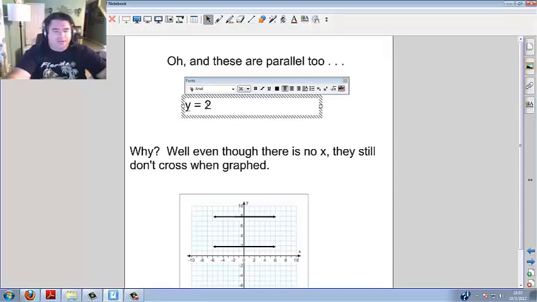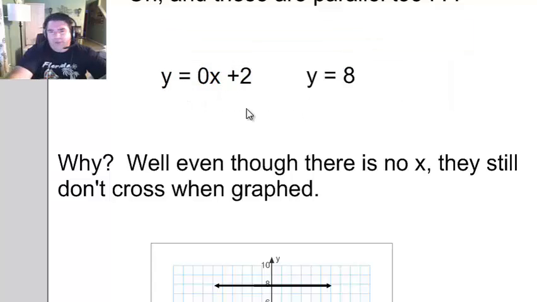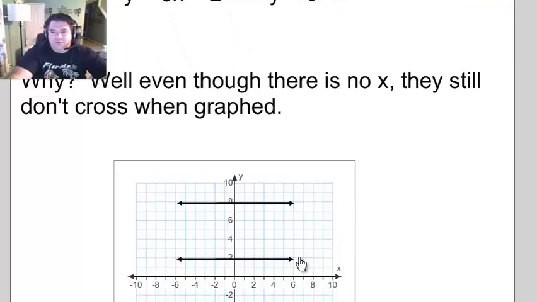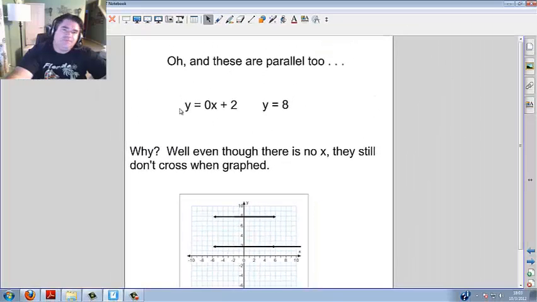Now, if you prefer, I can put this, which looks like this, y equals 0x plus 2. So no matter what I make for x, let's say I make x 10, so I'm going over 10. Well, 0 times 10 is 0, plus 2 is 2. So it would simply stretch out to this, 10 comma 2. It would just be a straight line all the way across.